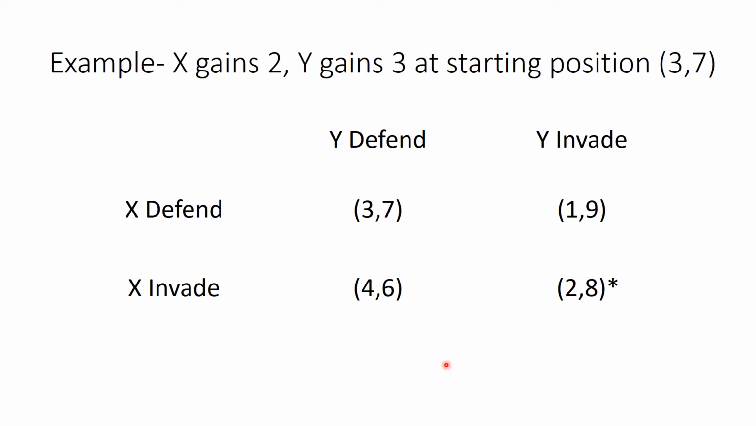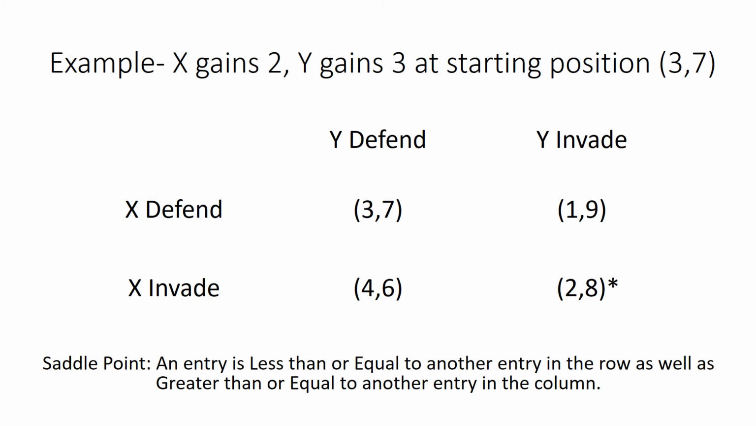But why is there a little asterisk next to the invade, invade cell? That's because we have a saddle point. And a good way to check a saddle point is by looking at the left entries, 3, 1, 2, and 4 of each cell. Only the left entries.